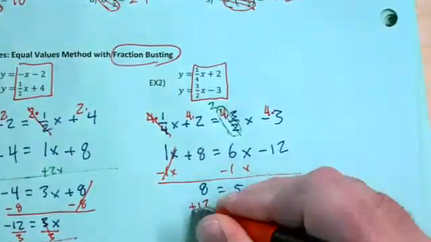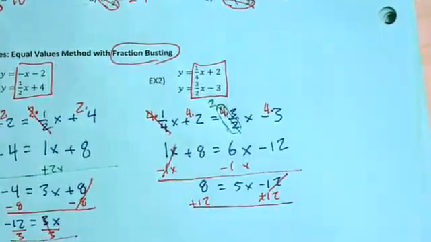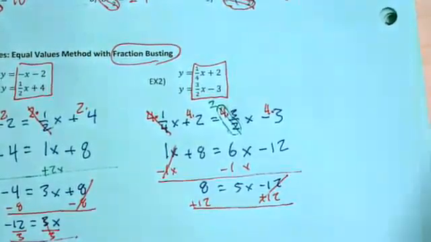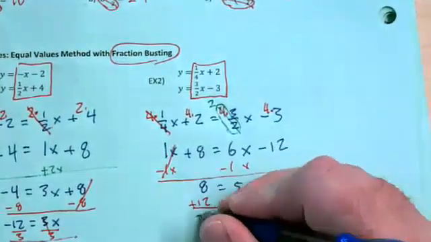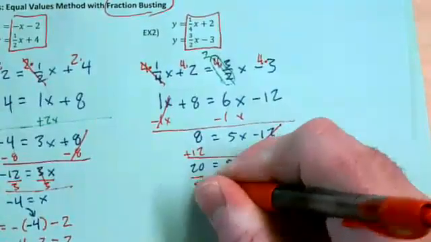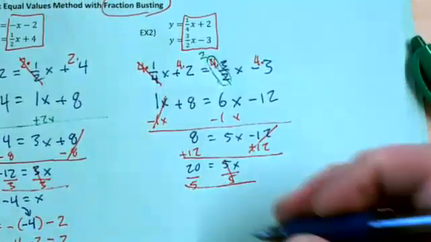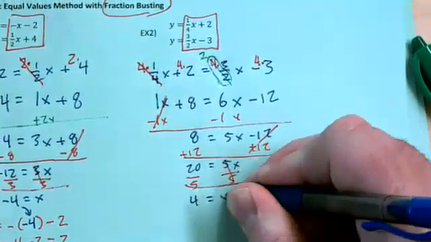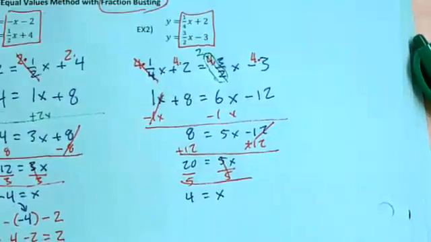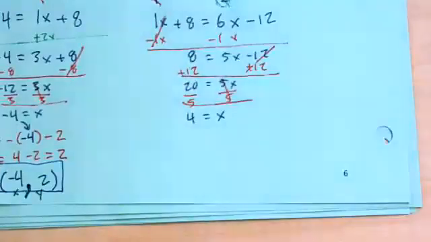And again, some people did something a little bit different, but as long as you're getting 4 for x, then that's all right. So this is 20 equals 5x, and then divide by 5 on both sides. Those cancel, and we'll get 20 divided by 5 is 4. So I saw a lot of people who got 4 for x, and that's fantastic.